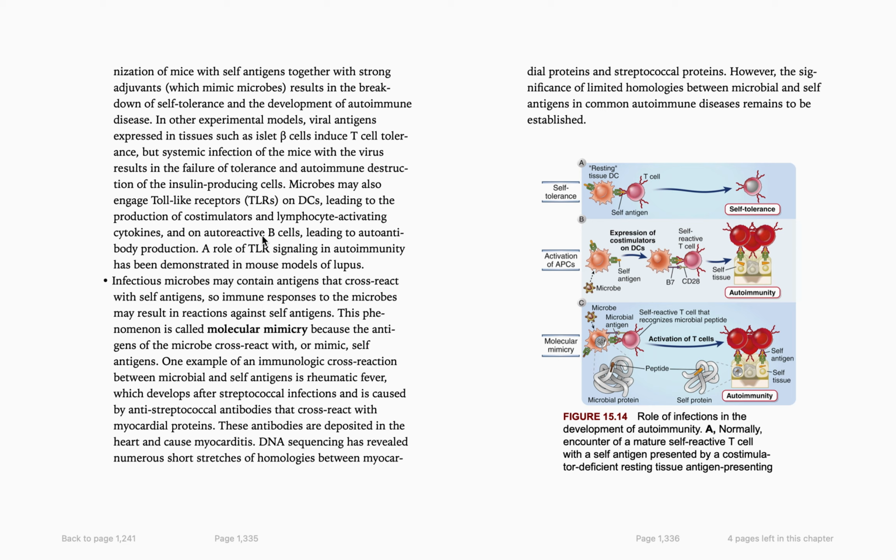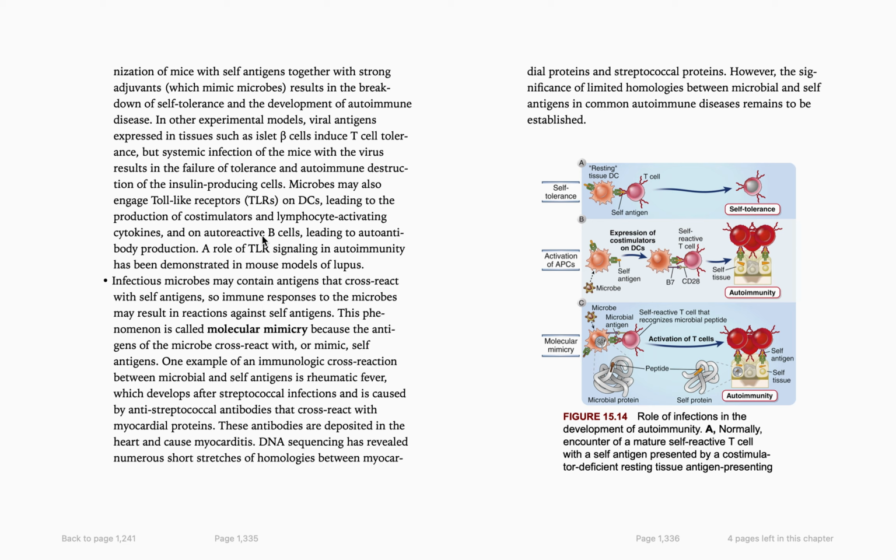Infectious microbes may contain antigens that cross-react with self-antigens, so the immune response to the microbes may result in a reaction against self-antigens. This phenomenon is called molecular mimicry because antibodies against the microbes cross-react with, or mimic, self-antigens. One example of immunological cross-reaction between microbial and self-antigens is rheumatic fever, which develops after streptococcal infections and is caused by anti-streptococcal antibodies that cross-react with myocardial proteins. These antibodies are deposited in the heart and cause myocarditis.